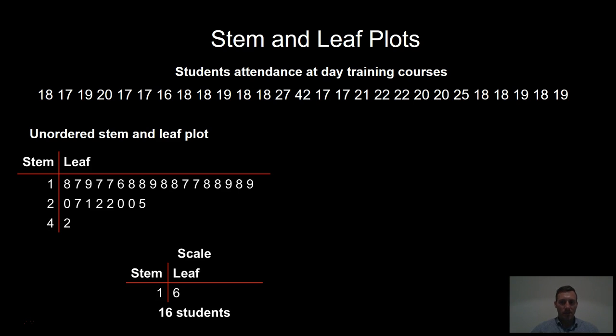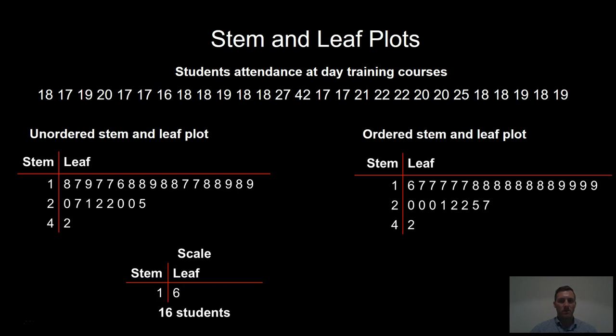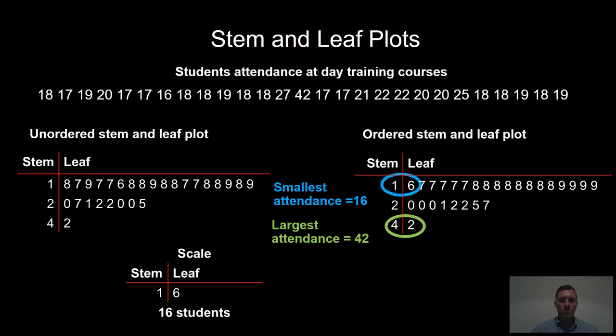Now we have an unordered stem and leaf plot. We rewrite the leaves in ascending order to give an ordered stem plot. This is what it looks like once the leaves part is rearranged. Now we can easily identify the smallest attendance, which was 16, and the largest attendance at the day training course, which was 42.